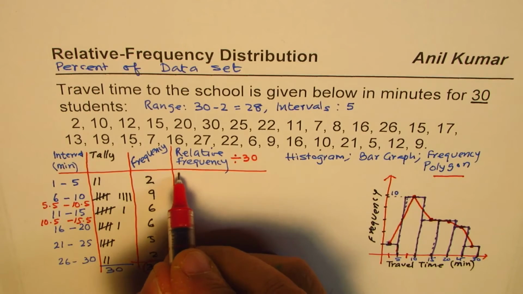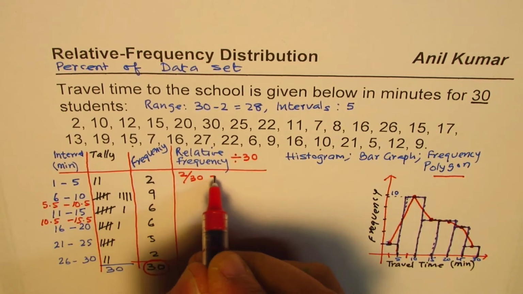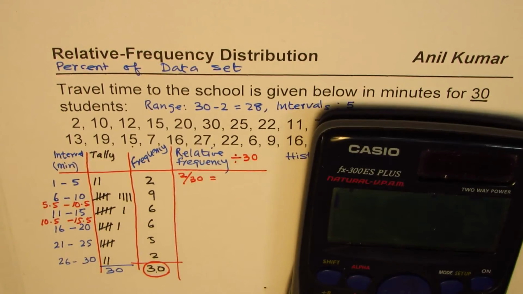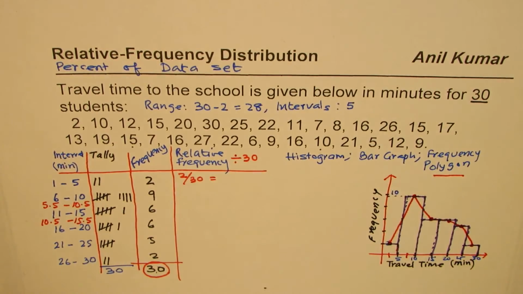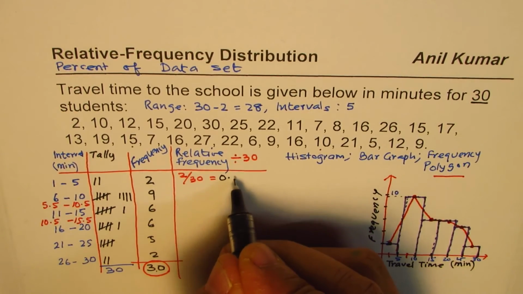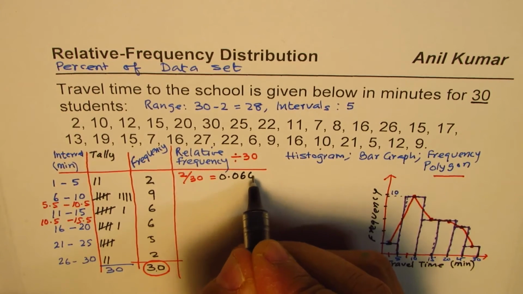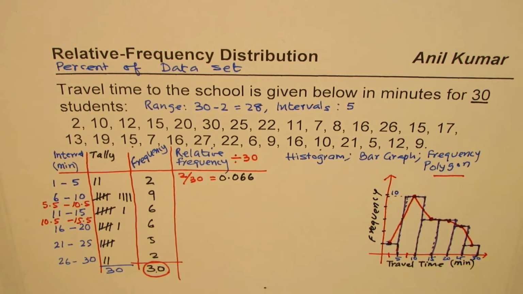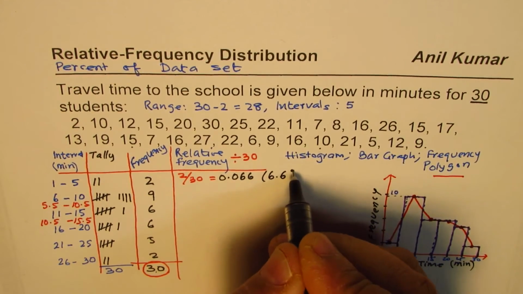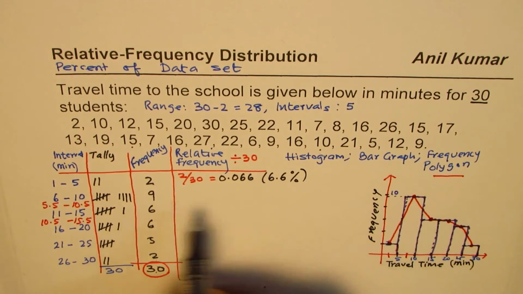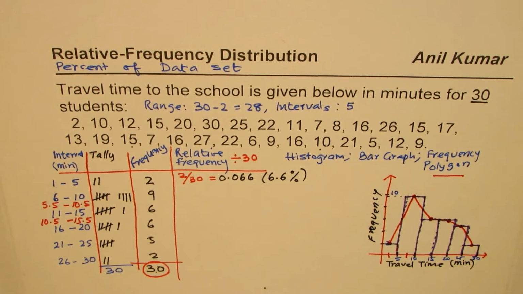So we'll do 2 divided by 30 equals what? You can use the calculator to do 2 divided by 30. It's good to write in decimals, 0.066. So we get a number. Let me write down this number as 0.066. Okay, correct. So that gives you 6.6%. If you want to read it in percent, that will be 0.066 times 100, which is 6.6%. Do you understand? So that is what a relative frequency table is going to give you, right?